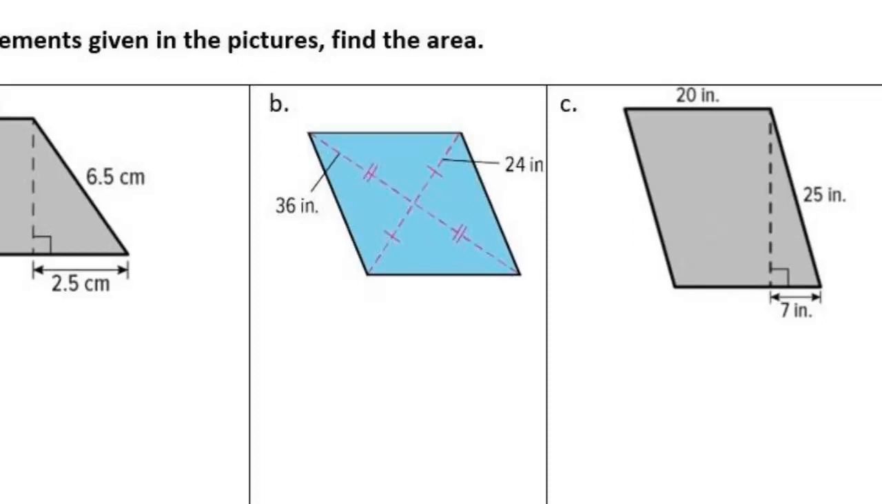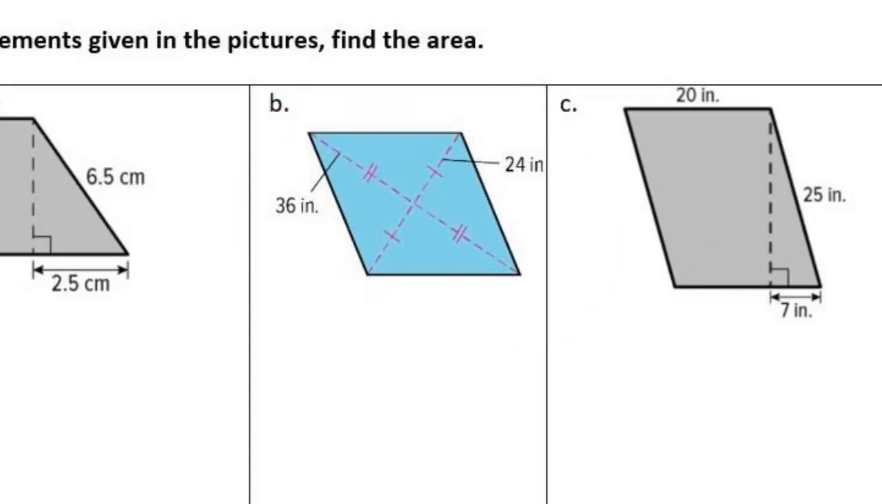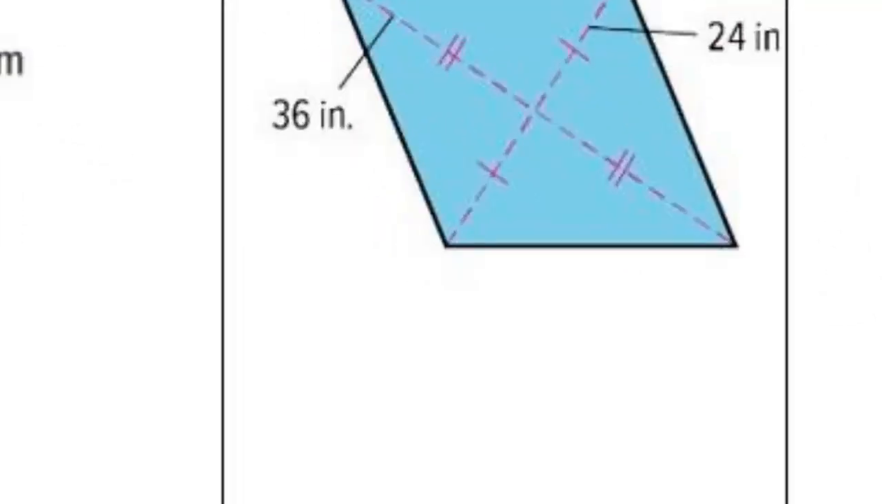So what kind of a shape do we have here in number 1, part B? This is a rhombus. I know it's a rhombus because both of these diagonals are being bisected. These two sides are congruent, and these two pieces are congruent. A rhombus, both of my diagonals are bisected. If it was a kite, only one of my diagonals would be bisected. But even if it was a kite, I'm going to use the exact same formula because we have a formula for a rhombus or a kite.